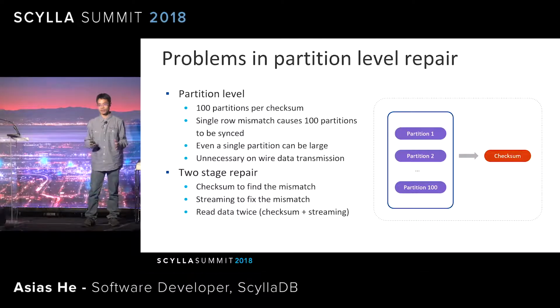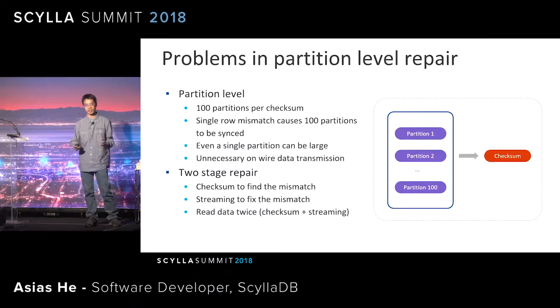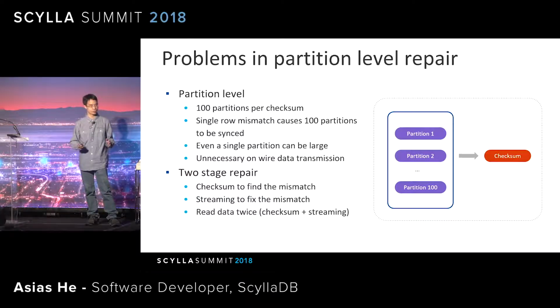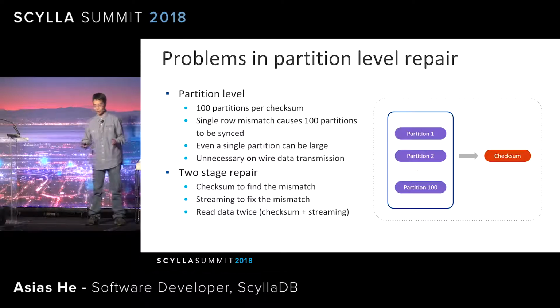Even a single partition can be very large in some cases, not to mention 100 partitions. This will cause significant unnecessary data transmission, so this will increase the repair time. Another problem is that we now do a two-stage repair. We first do a checksum to find the mismatch. Then we do the streaming, using the streaming service, to fix the mismatch. This means we will read the data twice, once for the checksum and once for the streaming.